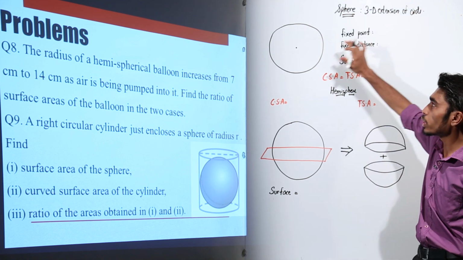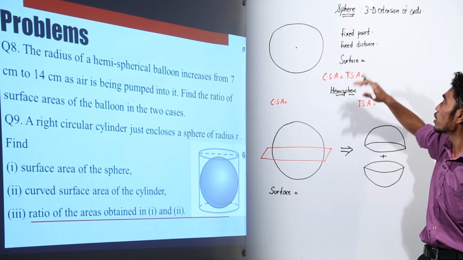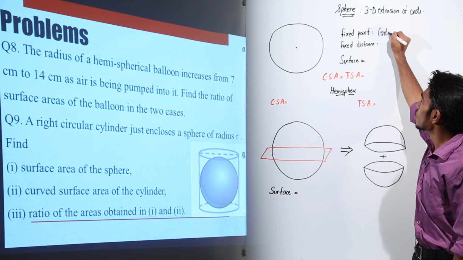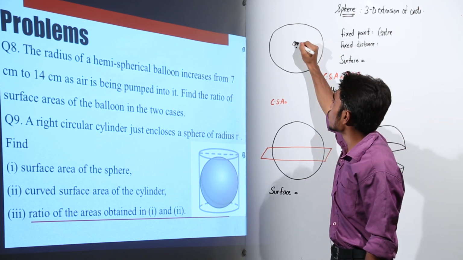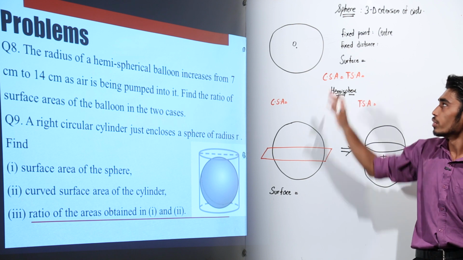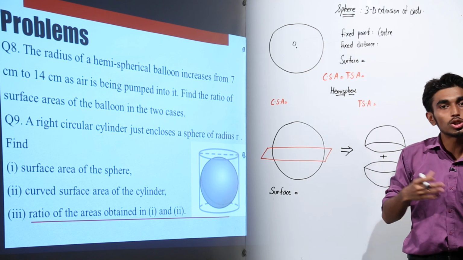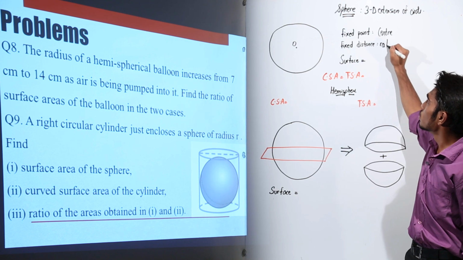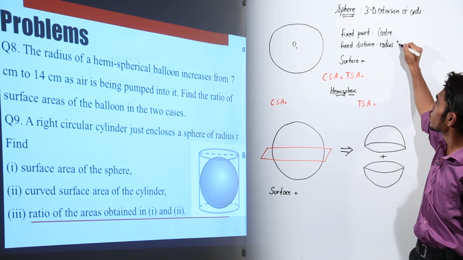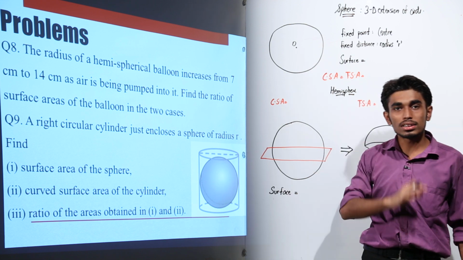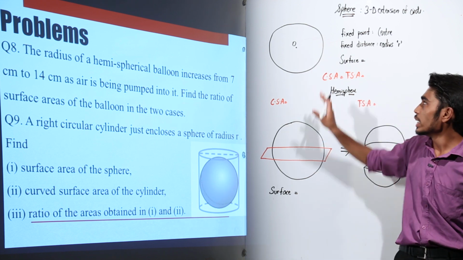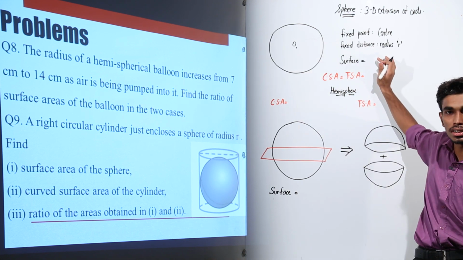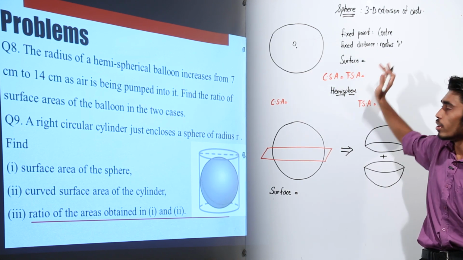Now what is the fixed point called in a sphere? As it is called the center in a circle, it will be called the same in a sphere as well. So we call this point O as the center of the sphere, right? And the fixed distance is also called the radius of the sphere, which is denoted by R. So a sphere is the collection of all the points which are equidistant from a fixed point, which is called the center, and the fixed distance which is called the radius, right?